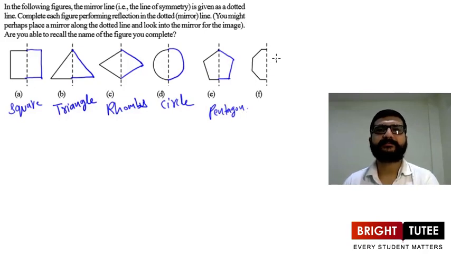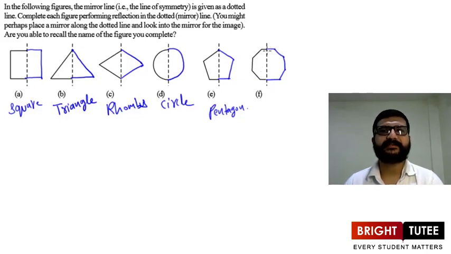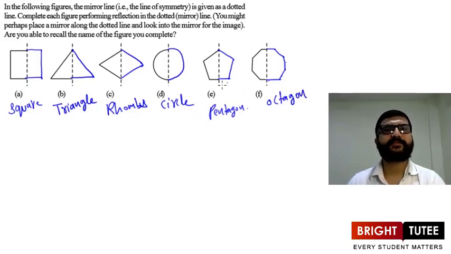Now let's see the next one. Here again a few line segments are given. We have to draw their mirror image along the dotted line. So it will be like this. So now this figure is completed. Now let's count how many sides there are in this figure. 1, 2, 3, 4, 5, 6, 7 and 8. There are 8 sides. So it means this is an octagon. So here we are done with all the parts. Now let's move to the next question.